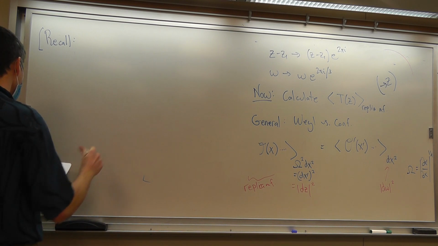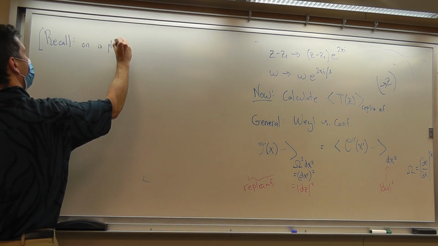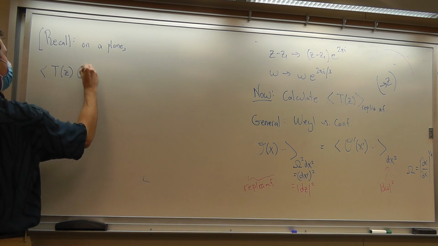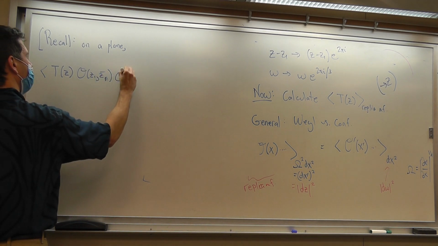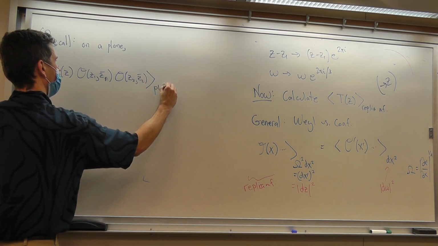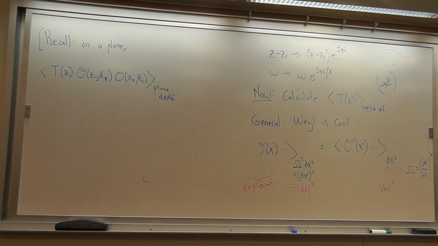Let me remind you that we calculated T of z with two scalar operator insertions on the plane with the metric dz dz bar. So we did this calculation when we were discussing the Ward identity. We did this as an example of the Ward identity. Let me remind you how it went.